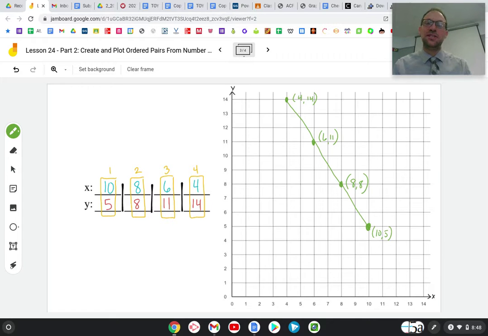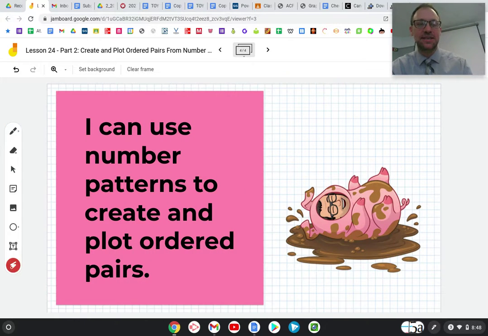This is the work you'll continue to do today. Our learning target is I can use number patterns to create and plot ordered pairs. Let's get to work, and let me know if you need help.